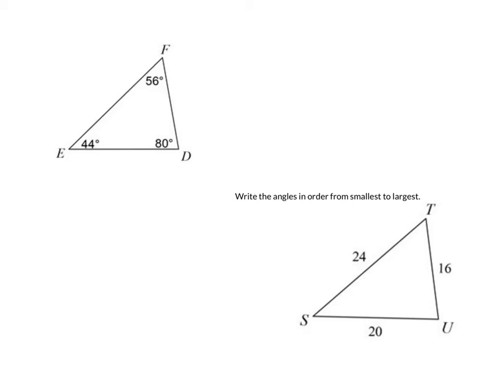All right, so if you look at triangle EFD, our smallest angle is 44. If we march straight out, we're going to bump into DF. So that will be our smallest segment or smallest side. The next smallest, our medium angle, would be 56. And if we go across the triangle, we bump into DE.